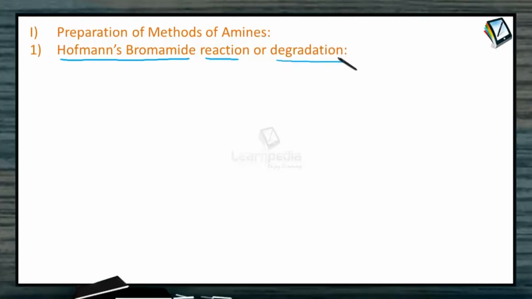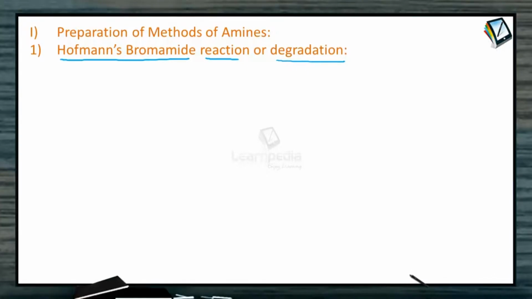Since potassium carbonate contains one carbon atom, one carbon is lost from the amide, and the amine formed will have one carbon less than the number of carbons in the amide. Therefore, the method is considered to be degradation, a decrease in the number of carbons. So in this Hofmann's bromamide method for the preparation of primary amines, the amine has one carbon less than the amide. Therefore it is called degradation.